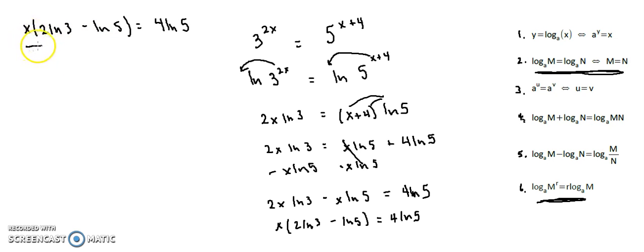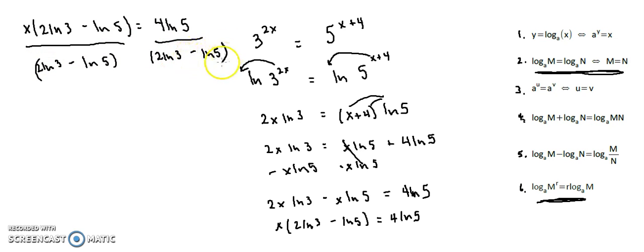So now to get x by itself, we just divide by this. It's just a number. It's big, but it's just a number. 2 ln 3 minus ln 5. I'm going to go ahead and leave that in parentheses because you're going to want to remember that when you get to your calculator anyway. Okay, so our final answer is 4 ln 5 over 2 ln 3 minus ln 5. Let me rewrite that a little bit better.